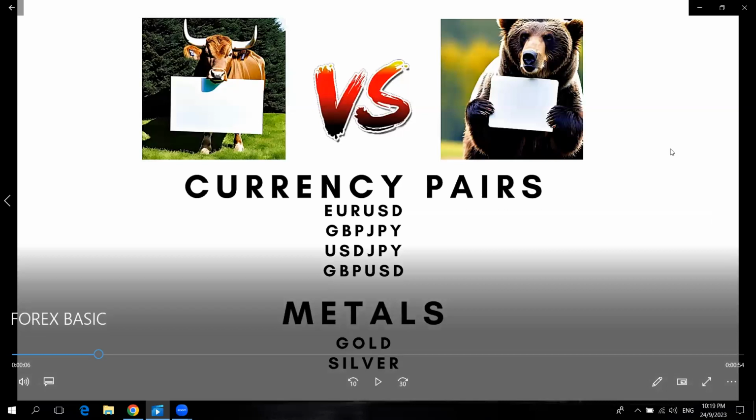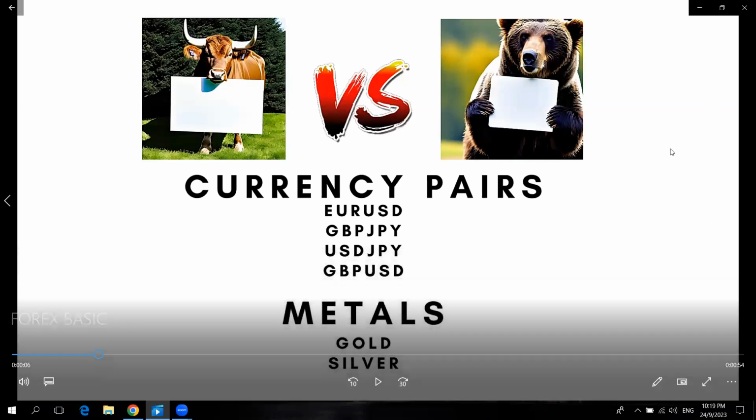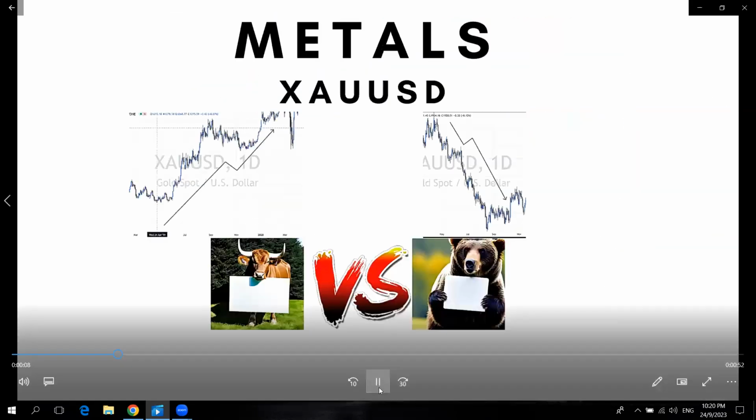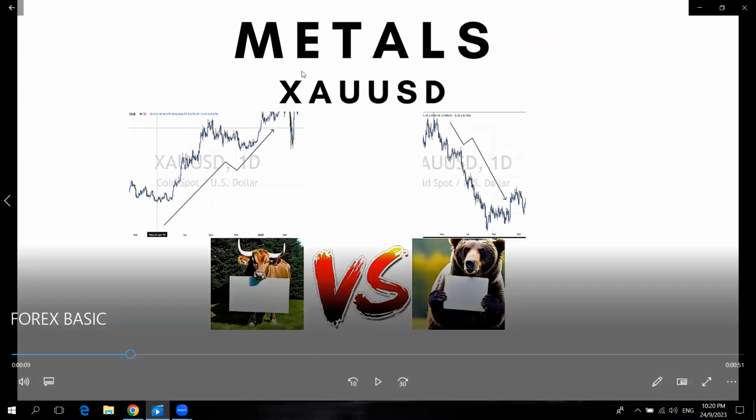So we have what is forex, or the basics about forex, which is basically currency pairs fighting against each other. Who is stronger at that point in time? We have a lot of currency pairs: the Euro US dollar, USD JPY, Great Britain pound with the dollar, and even metals like gold and silver. Then we have a bull market which is going up, and a bear market which is going down. In our next slide here, you can see bull market going up and bear market going down.